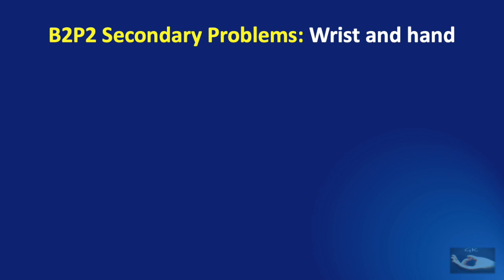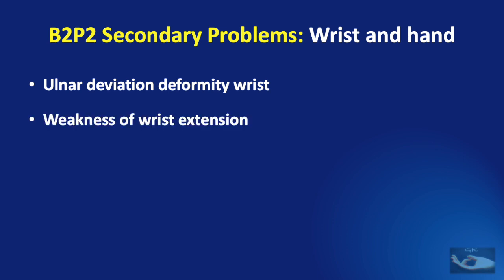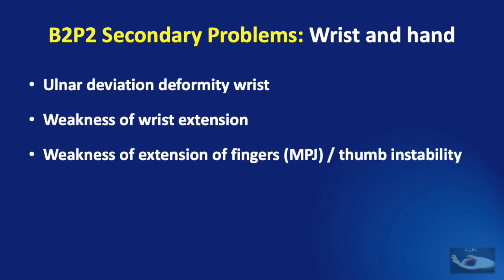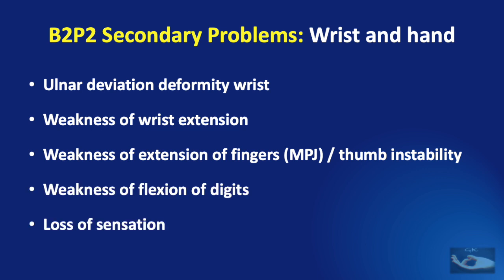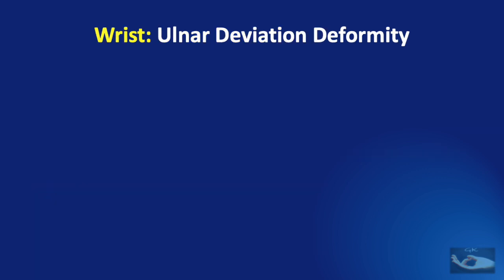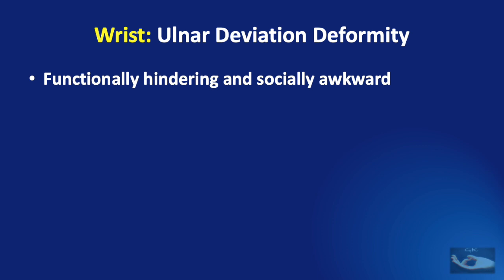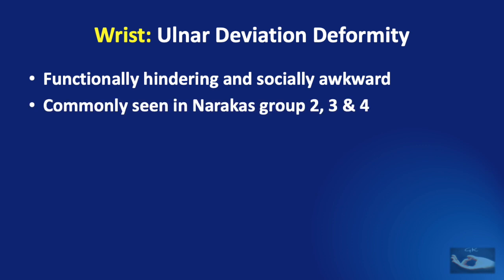There are many secondary problems associated with the wrist and hand in birth brachial plexus palsy children. The commonest are ulnar deviation deformity at the wrist, weakness of wrist extension, weakness of extension of the fingers at the metacarpophalangeal joints and thumb instability, weakness of flexion of the digits and loss of sensation. The ulnar deviation deformity at the wrist is the commonest problem. It is functionally hindering and socially awkward as we have already seen in the previous video. It is commonly seen in Narakas groups 2, 3 and 4.